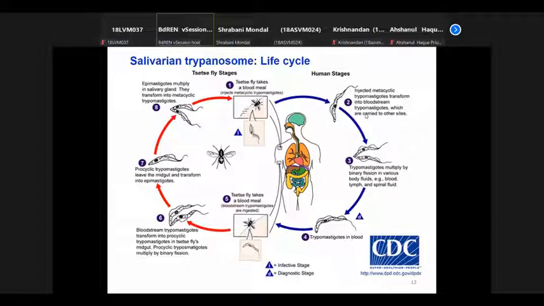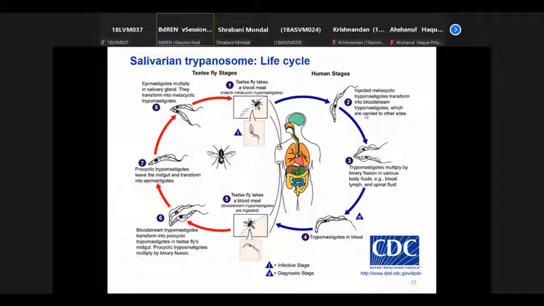That is maybe the CC fly. Look, the same story again. What is written here at number 6: bloodstream trypomastigotes transform into procyclic trypomastigotes in the CC fly's midgut. Okay, this is salivarian trypanosome. So it will happen in the midgut, proboscis, and salivary gland.